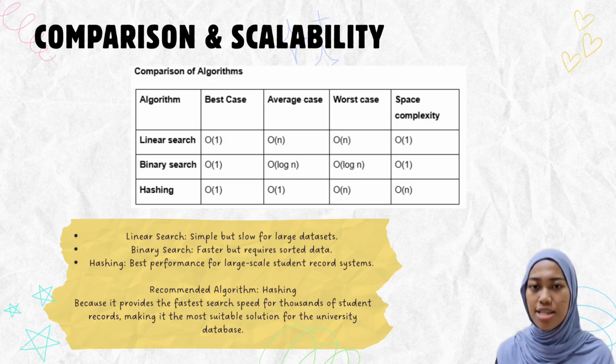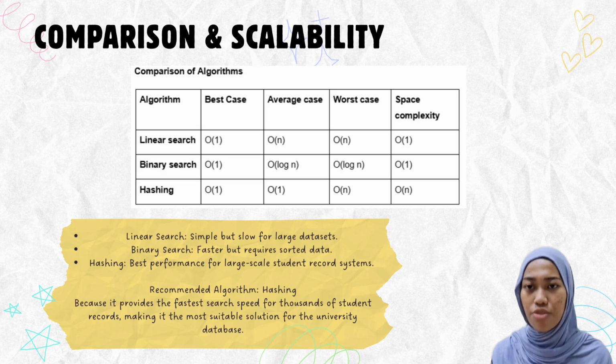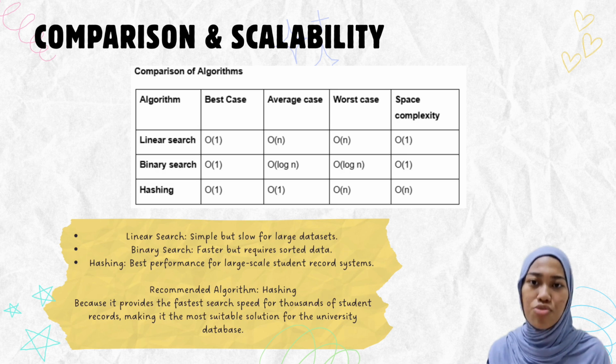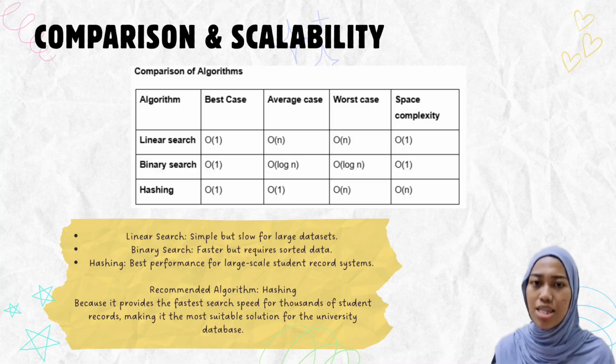To summarize, linear search is simple and memory efficient but becomes slow when the database grows larger. Binary search offers much faster search performance, but it requires the student records to be sorted before searching can take place. Hashing provides the fastest search performance because it allows direct access to a record using a unique key such as student ID. Although it requires additional memory for the hash table, it is the most suitable solution for a large-scale student record system. Therefore, for a university database containing thousands of student records, hashing is the most recommended algorithm because it provides the best balance between efficiency and scalability.